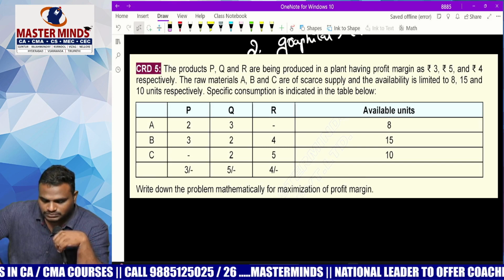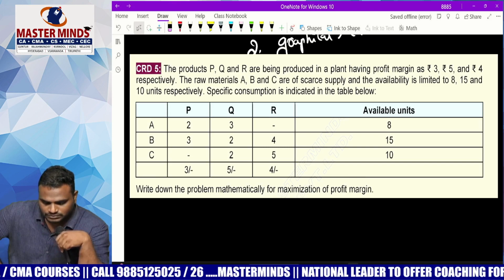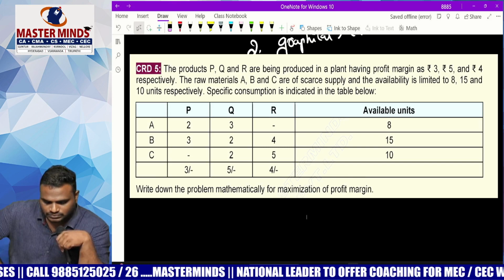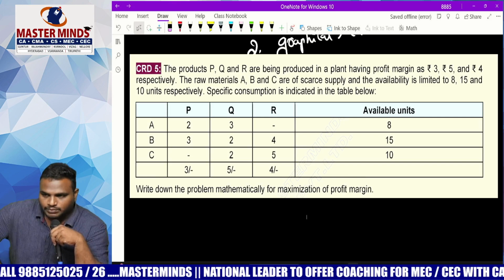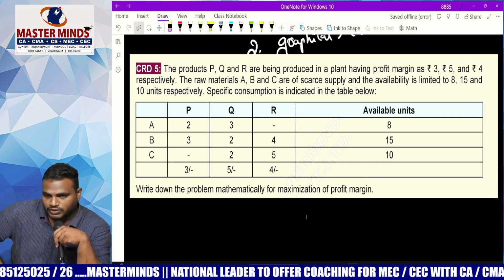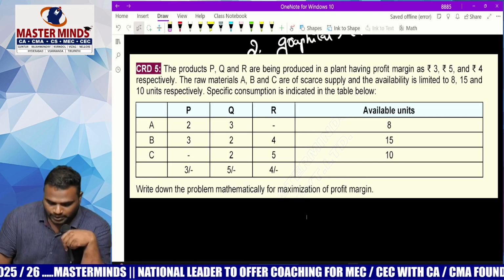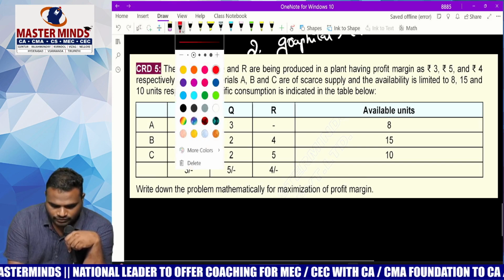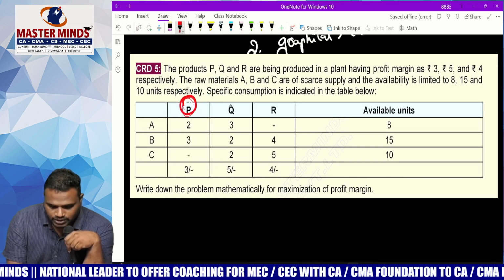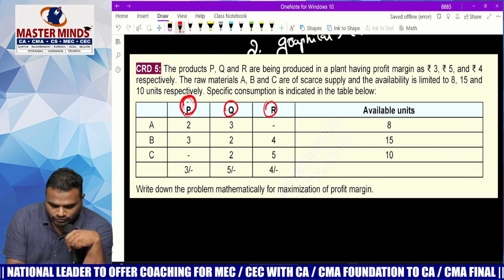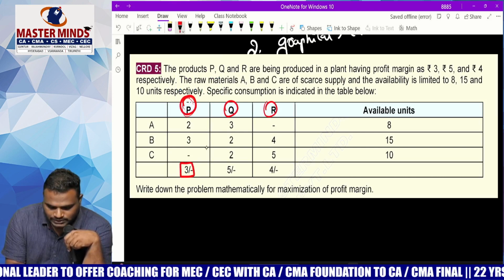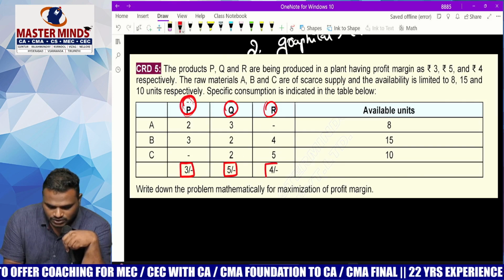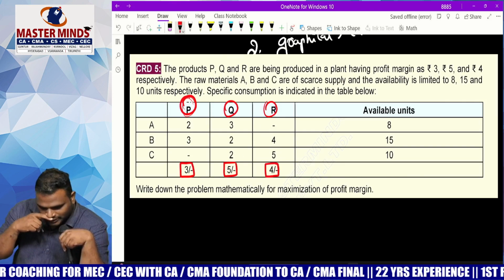CRD5. The products P, Q, and R are being produced in a plant having profit margin as rupees 3, 5, and rupees 4 respectively. Here the company is producing 3 products. What are the names of the 3 products? P, Q, R. These are the final finished products. The profit from P is 3 rupees, from Q is 5 rupees, from R is 4 rupees.